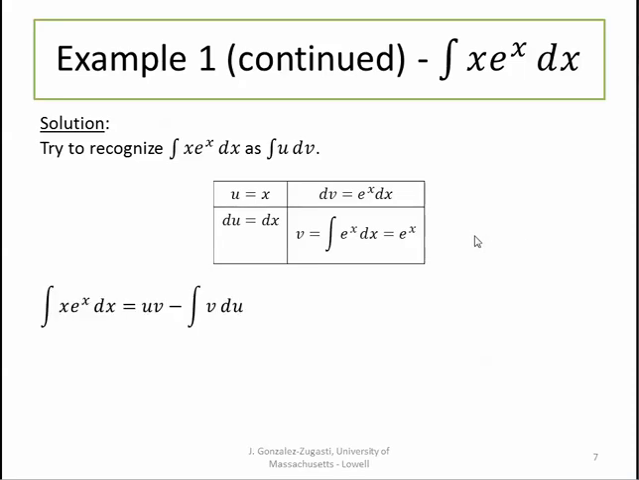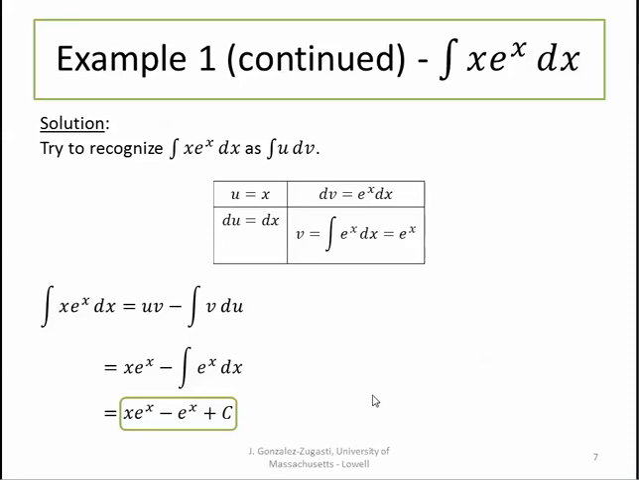So what we end up with is this integral is equal to uv minus the integral of v du. We plug in our values for u, v, and du to get that this integral is now equal to x times e to the x minus the integral of e to the x dx. And we know what that is, so we get our answer that the integral of x e to the x dx is equal to x e to the x minus e to the x plus c.